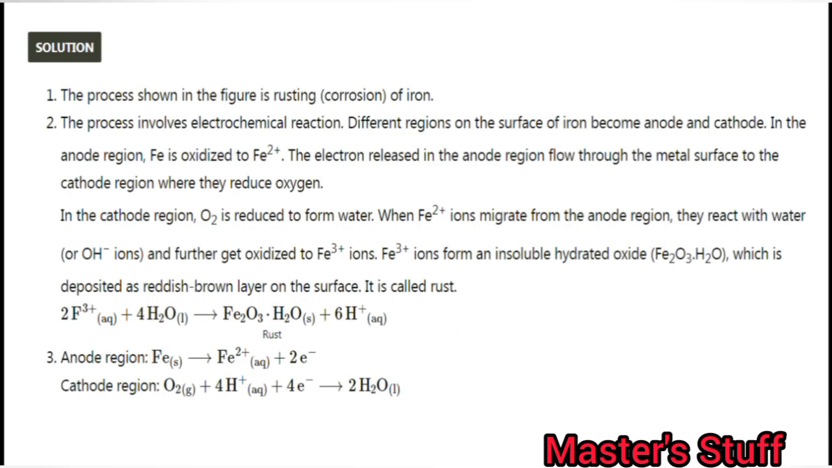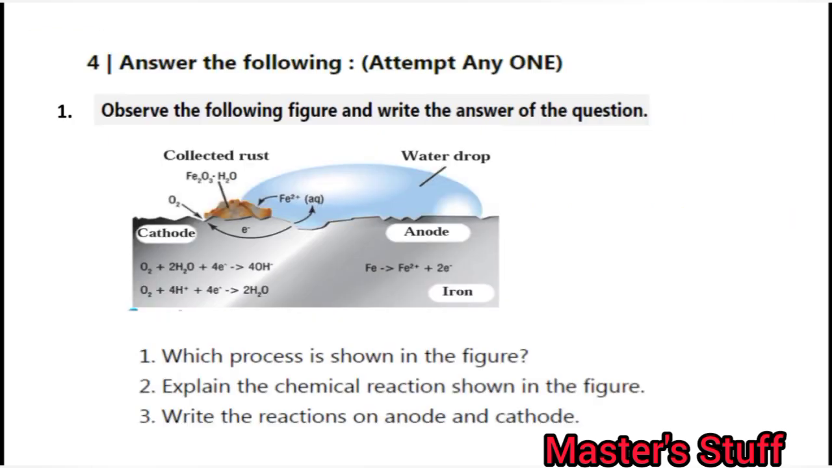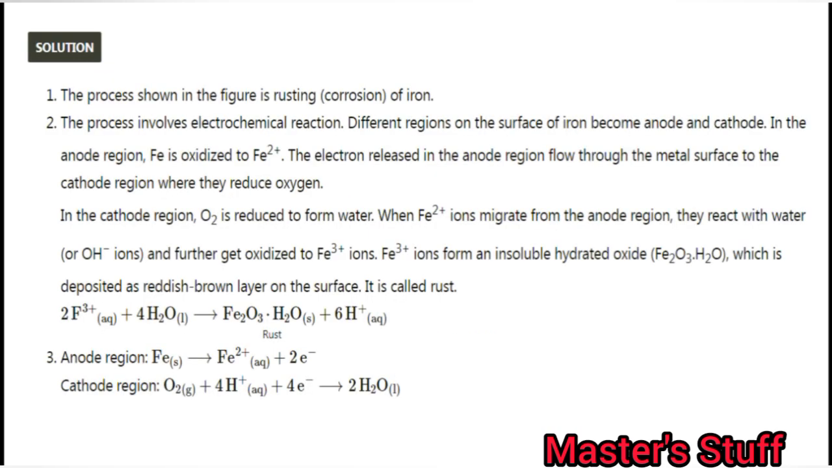Answers are, the process shown in the figure is rusting of iron or corrosion of iron. In this figure, we can see corrosion of iron or rusting of iron. Second question, explain the chemical reaction shown in the figure. The process involves electrochemical reaction. Different regions on the surface of iron become anode and cathode. In the anode region, Fe is oxidized to Fe2+.